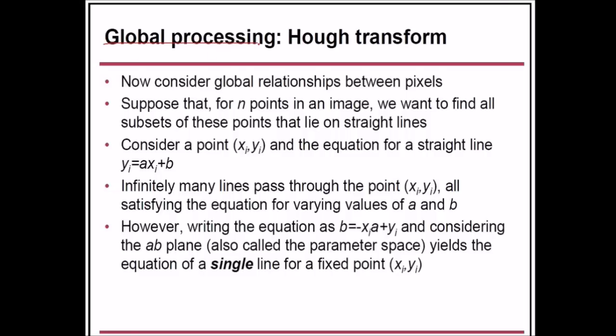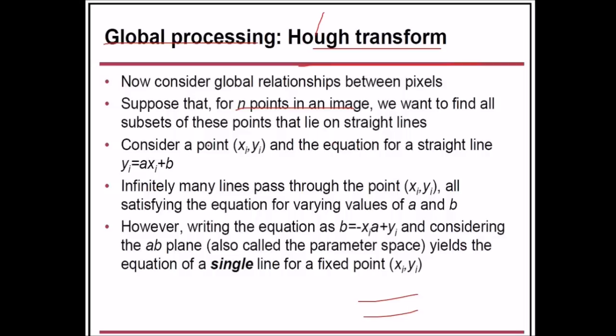Then we come to global processing. As we have just seen local processing, we come to the Hough transform. You can spell it Hog or Hough, it depends on you. So now consider the global relationship between pixels. Suppose that for n points in an image, you want to find all the subsets of these points that lie on straight lines.